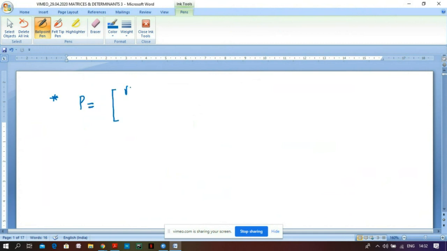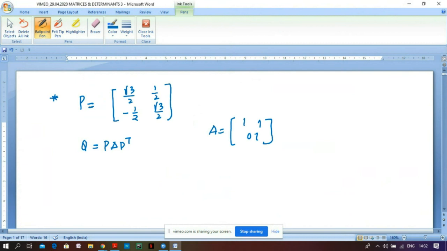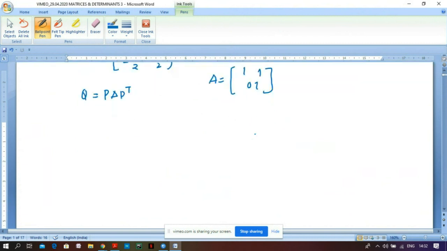Suppose you have a matrix P, which is root 3 over 2, 1 over 2, negative 1 over 2, and root 3 over 2. And you define a new matrix Q as PAP transpose, where A is 1, 1, 0, 1. That's your matrix A. Then your job is to find P transpose Q to the power 2020 times P. So you have to find this product of matrices.